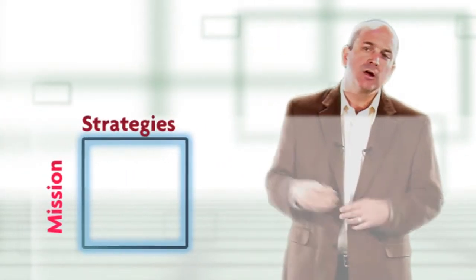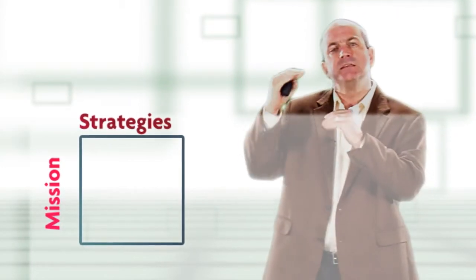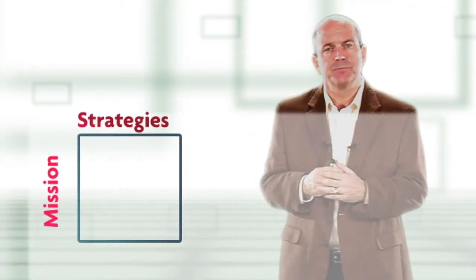So let's take a look at a graphical representation of Hoshin Kanri. We start in the upper right side where we talk about the mission statement and the quality policy. We identify the different elements of this statement.